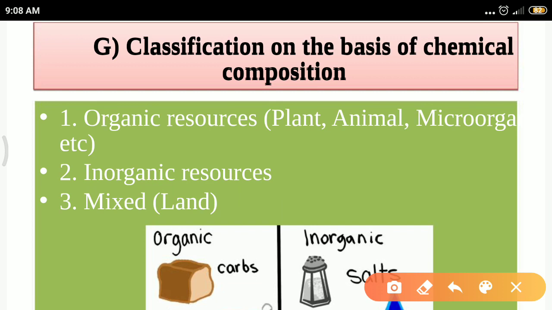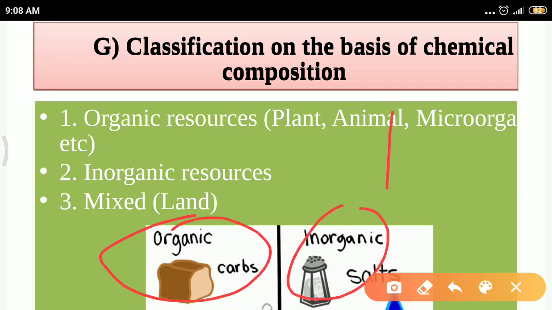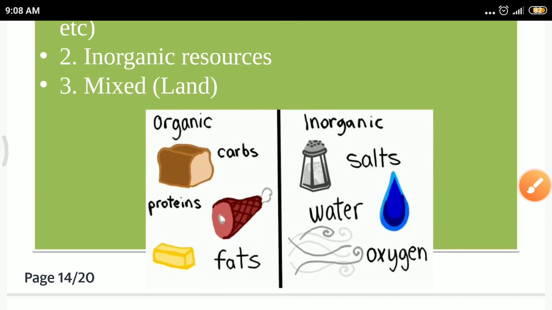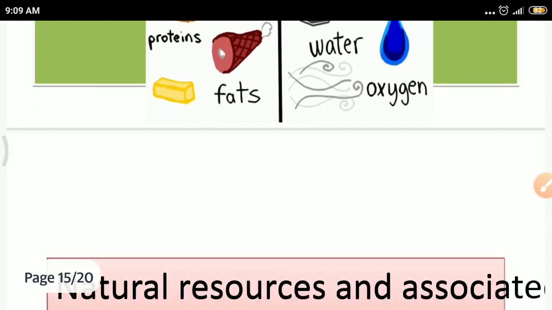Next classification on the basis of chemical composition. Chemical composition means what? Resources can be divided into three parts on the basis of chemical composition, that is organic resources, inorganic resources and mixed resources. In this diagram, you may observe these are the examples of organic, these are the examples of inorganic resources. Here are a few examples of organic and inorganic resources.